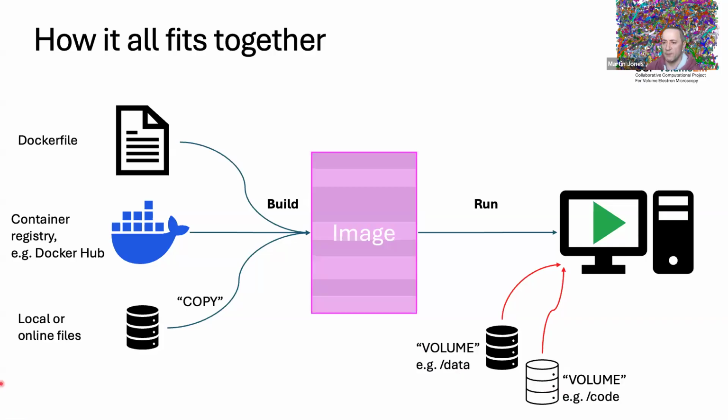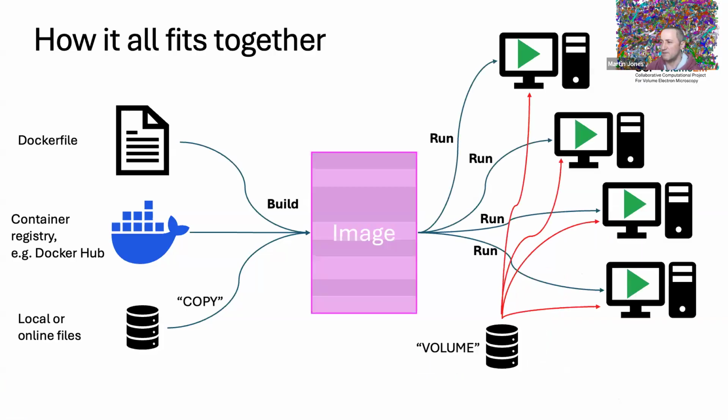And one of the really powerful things of this sort of method is for one image, if I want to do the same thing on lots and lots of data, and I've got access to lots and lots of computers or nodes on HPC, I can take that single image and I can run it multiple times across different systems, accessing the same data directories and so on. So you can really see how this scales on HPC or cloud computing.